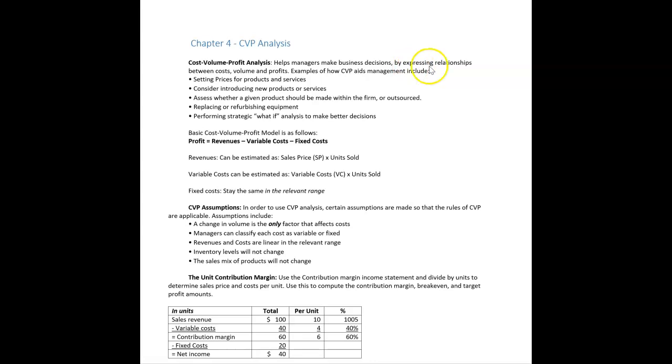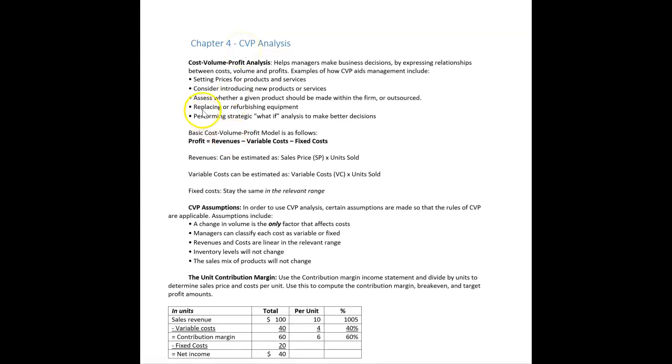So what we use this for, it's about the relationships between cost, volume, and profit. Okay, so cost, volume, and profit. And examples, the way we use it includes setting prices for products and services. If you're thinking about introducing a new product or a new service, you've got to look at these numbers to assess whether a given product should be made within the firm or outsourced. All right, all these business decisions come back to an analysis in CVP.